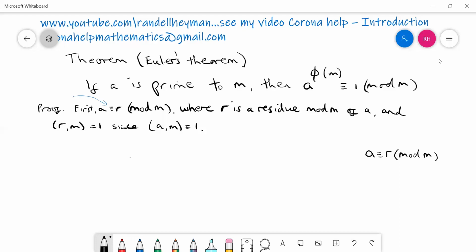Once we've got the A, we can work out what R is. For example, if we had A equal to 177 and M equal to 100, then R is equal to 77, because if you take 177 and divide by 100, the remainder is 77.